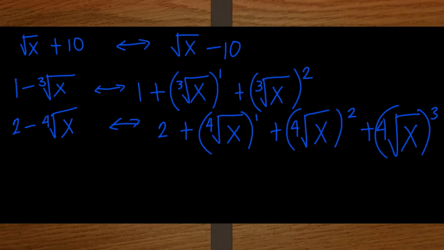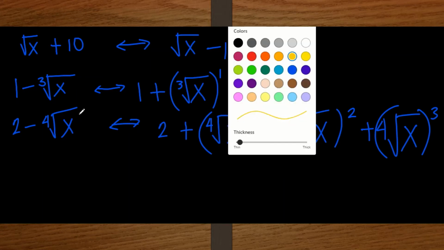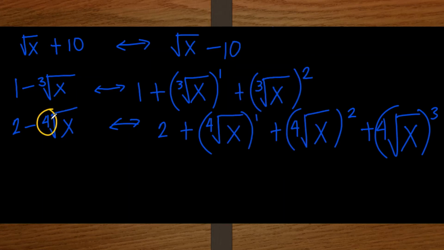So the clue here is when the index of the radical number is 4 or 3 or any other integer, then the highest exponent or the degree of its conjugate is 1 less than the index of the radical number. So from 4 it becomes 3, or from 3 then you have 2 as the highest exponent.